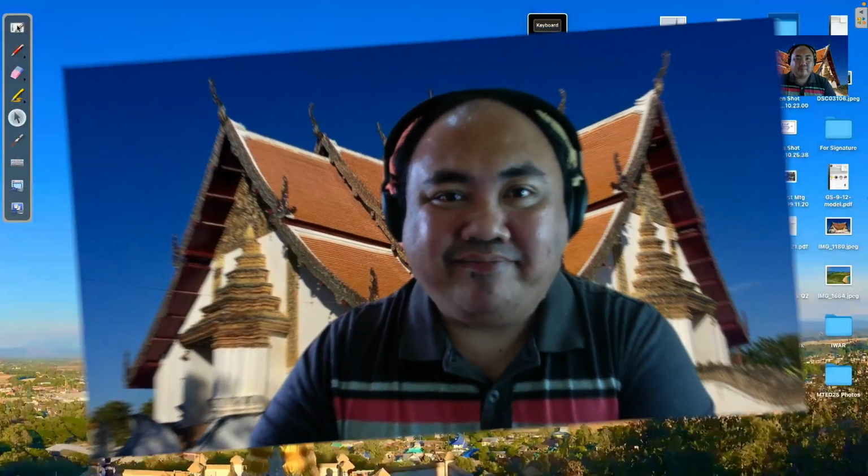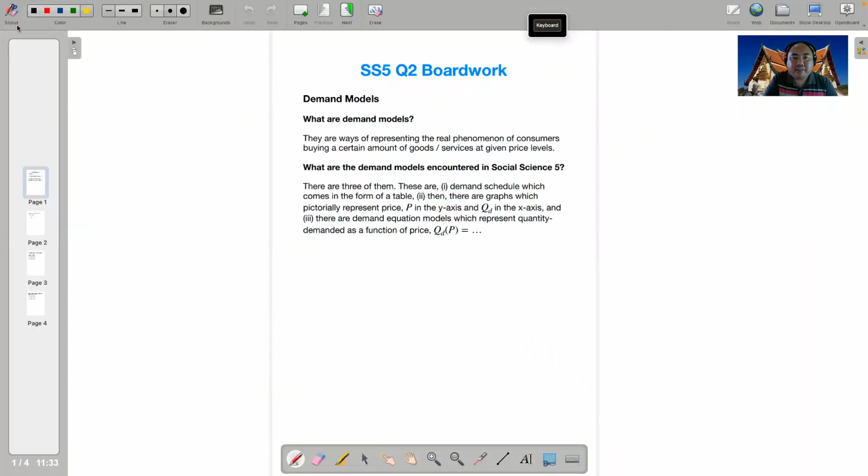Hi everyone. So in this session, we're going to learn about the demand models and how we can represent the real phenomenon of demand, or rather of consumers demanding a certain good or service in the market. So let's get started. First we ask, what are demand models? Well, demand models are ways of representing the real phenomenon of consumers buying a certain amount of goods or services at given price levels.